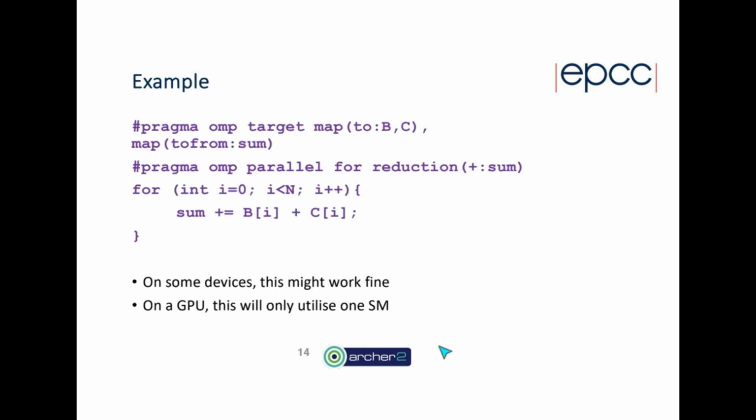What happens to N here? Should that not get mapped? N will be treated as firstprivate by default here, because it's a scalar variable referenced inside the construct. So the default rules would apply here. You'll get a private copy of N on the device, initialized with the value that it had on the host. But you could explicitly map it if you wanted to. It wouldn't hurt, but the defaults will take care of it.